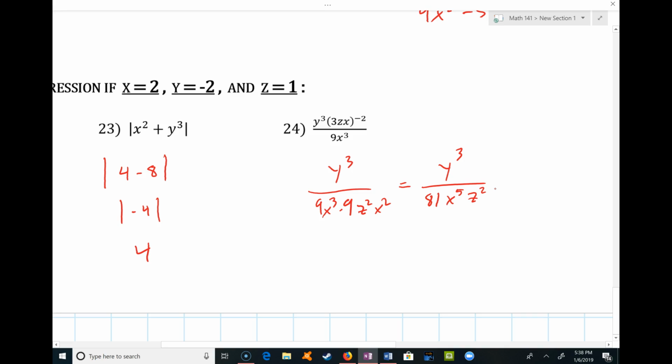Now I'm going to plug in the numbers. y is negative 2, so that'd be a negative 8 on top. 81 times x to the 5th. Well, x is 2, so x to the 5th would be 32. And z is 1, that's just 1. So it ends up being negative 8 over, so 81 times 32 would be 2,592.